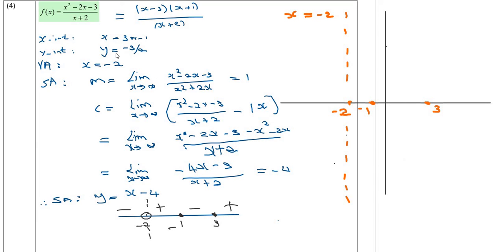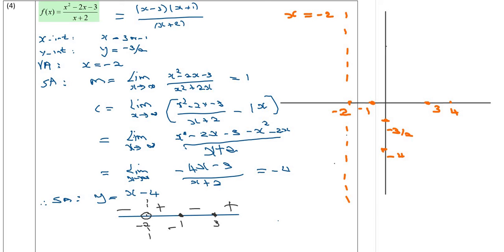We have a y-intercept at -1.5, round about here, -3/2. And then we have this slant asymptote, which is y equals x minus 4. So it's going to go through -4 here and at 4 over there.